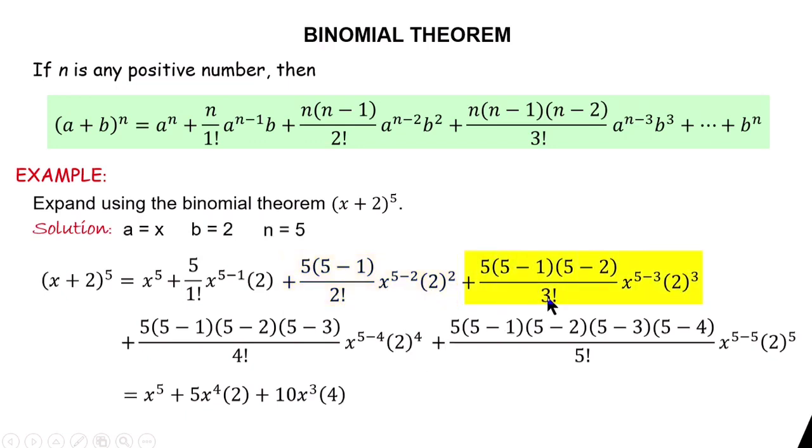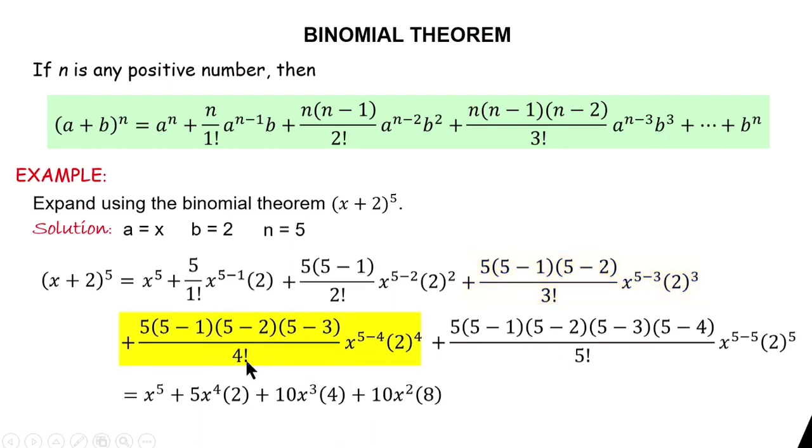3 factorial is 6, 3 times 2 times 1. 5 minus 1 is 4, and 5 minus 2 is 3. So 5 times 4 times 3 is 60, divided by 6 is 10. Then x raised to 5 minus 3 is x squared, times 2 raised to 3, which is 8.